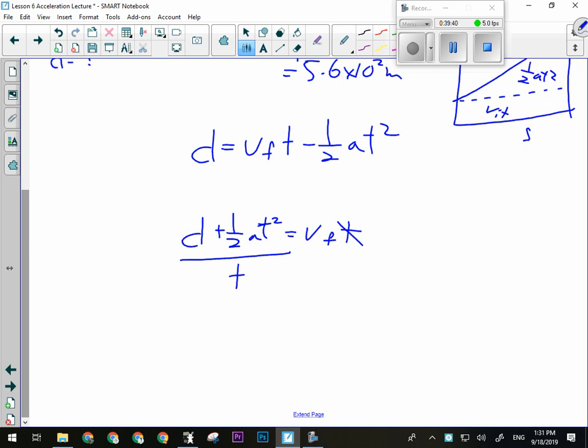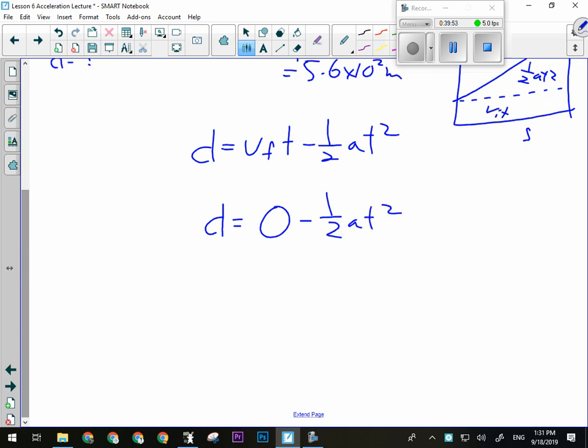If you have to solve for T, VF will be 0. So in that situation, we would have D equals 0 minus 1/2 AT squared, and we'd be solving for t. Effectively, we can just say negative 1/2 AT squared, divide both sides by negative 1/2 of A, and then square root. Again, there's a fair amount of manipulating here with these acceleration formulas. We just have to be ready to do it.